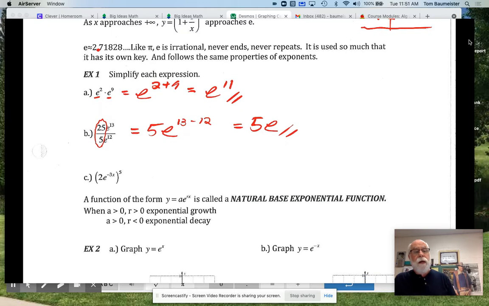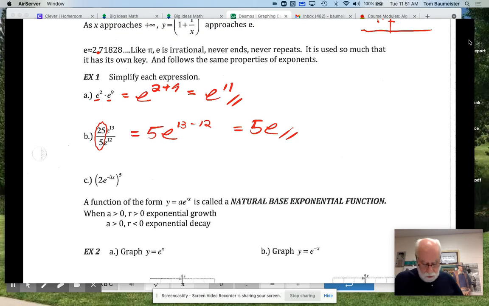And then on the last one here, c is 2 times e raised to the negative 3x to the 5th power. So on this one here, we can write that as, again, remember, and here's the big mistake. I always see people just leaving it as a 2. But remember, that 2 is actually being raised to the 5th power. And then we have e to the negative 3x times 5, because it's a power raised to a power. If you think about it, that 2 is raised to the first power, so it's 1 times 5.